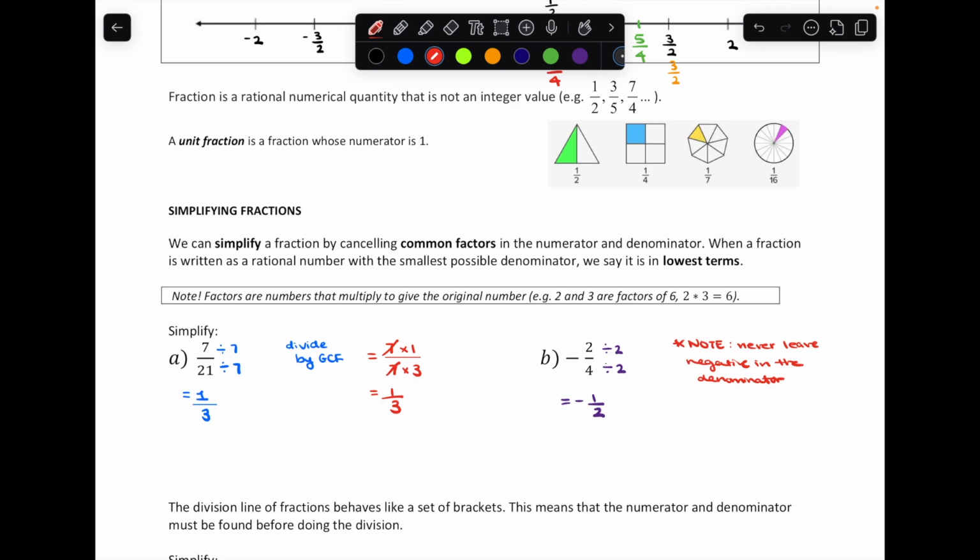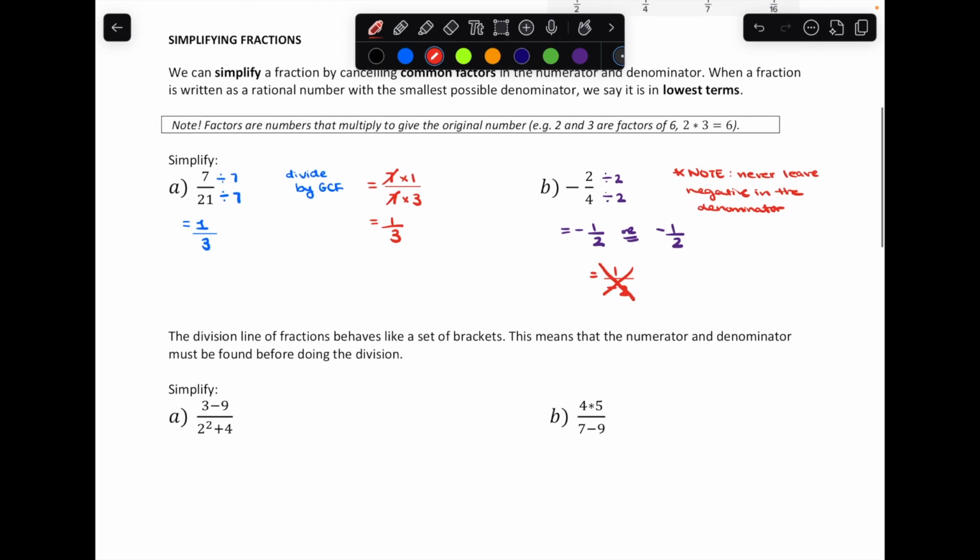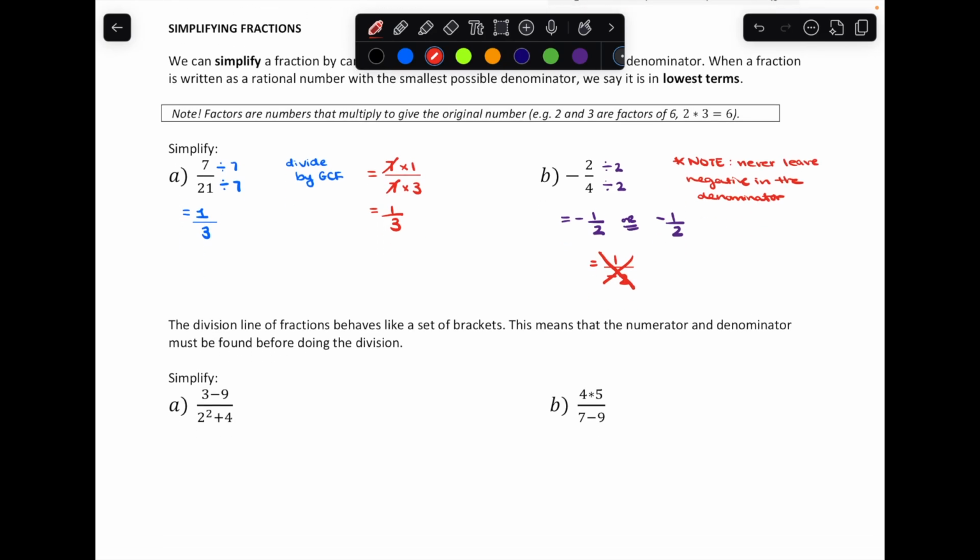So either we write it beside the fraction or we write it in the numerator. What we don't want to do is write our answer as 1 over negative 2. And so here again, the division line of fractions behaves like a set of brackets. This means that the numerator and denominator must be found before doing the division.